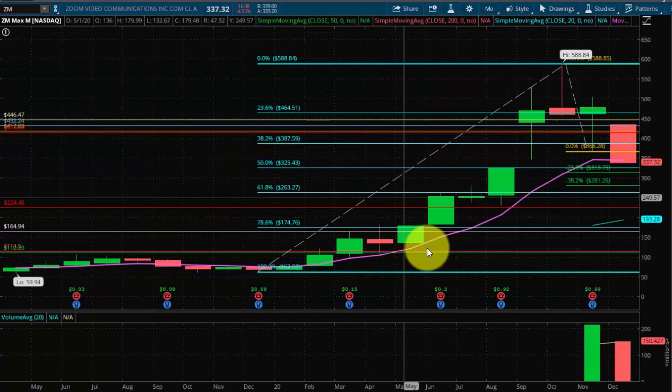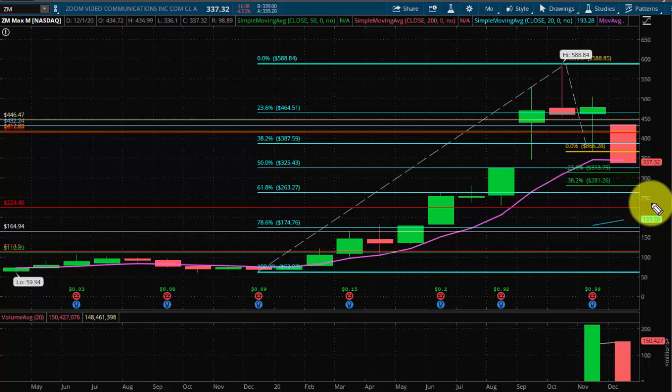Okay. So Zoom, just to zoom it out a little bit, no pun intended, is not only losing this support, but it's also losing that support at 366. So big picture, it's lost the 360 support and the 330 support. It's not looking good. Okay.